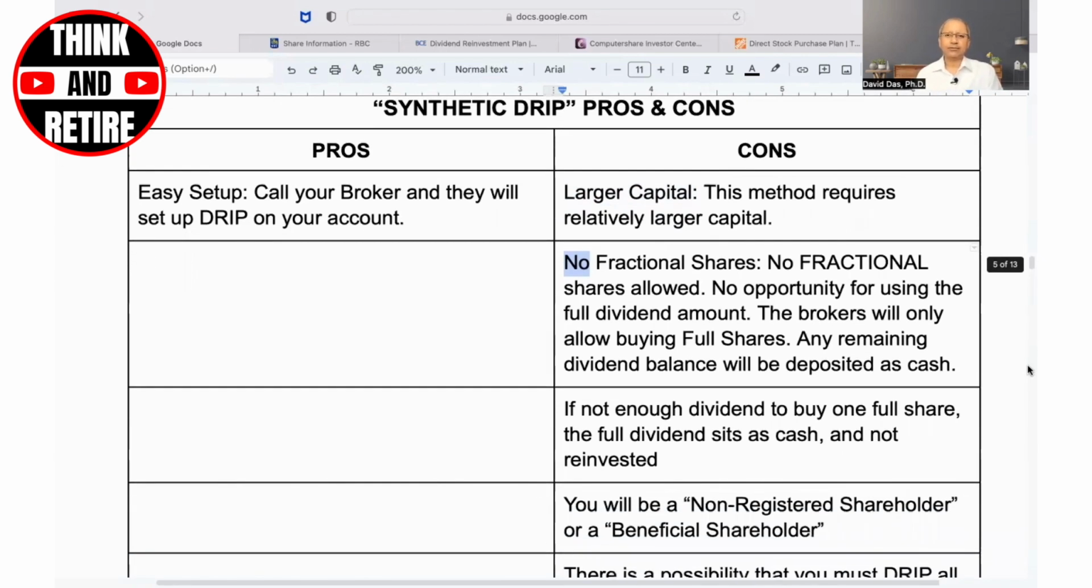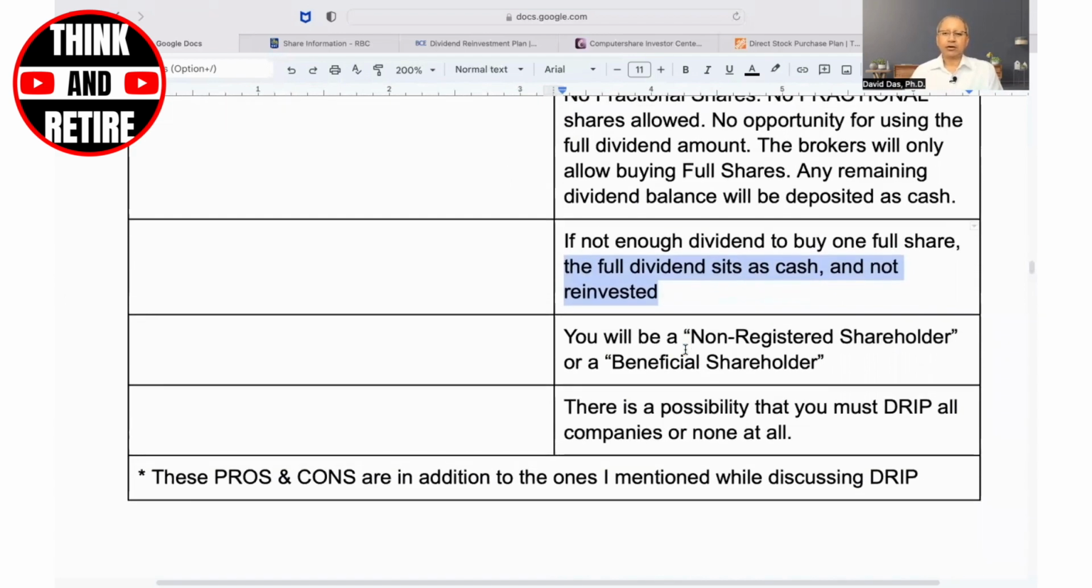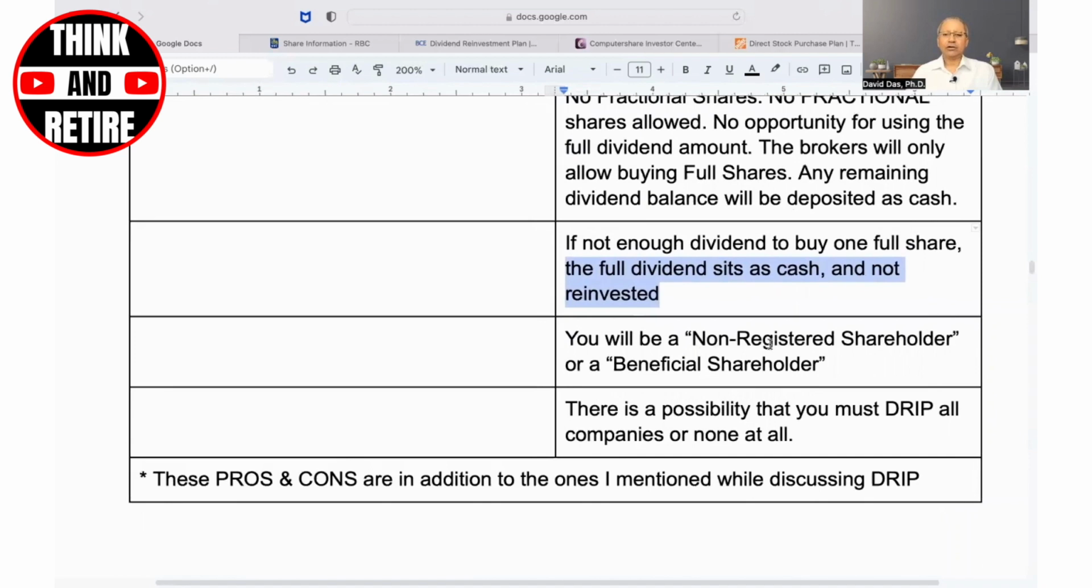For example, if you get $25 dividend and the share price is $20 at the time, you will be able to buy 1 share and the broker will deposit $5 into your account. So the money that is sitting as cash, it is not fully reinvested. You will be called a non-registered shareholder or a beneficial shareholder.